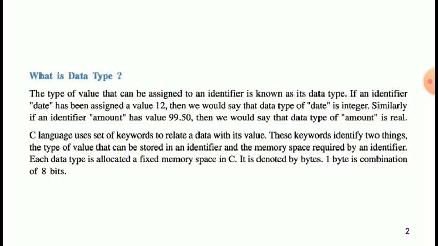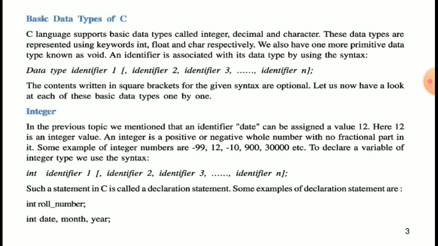Any variable in C needs to be declared before using it. The statement that declares a variable in C is called a declaration statement. Various types of data types. So first is integer. Integer means int, and integer means the whole number.